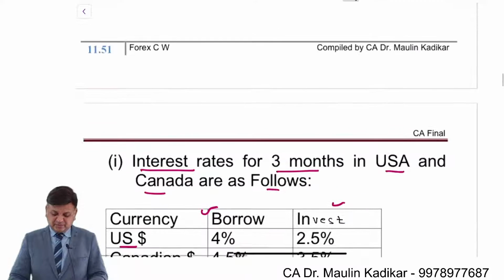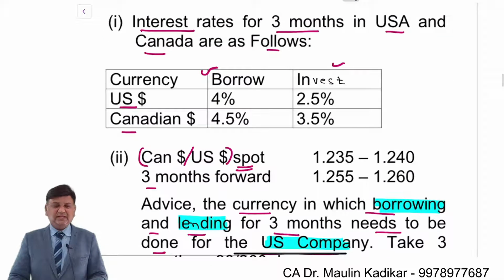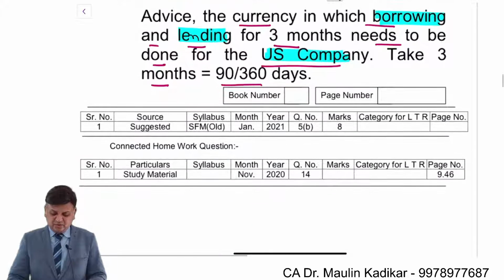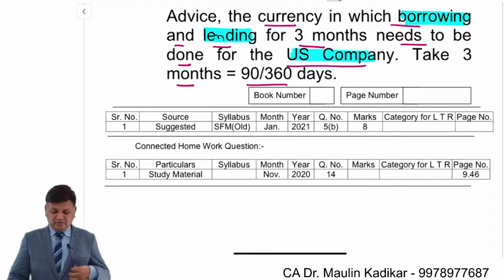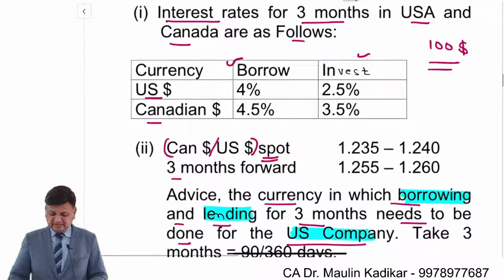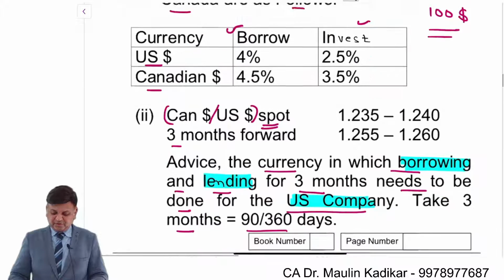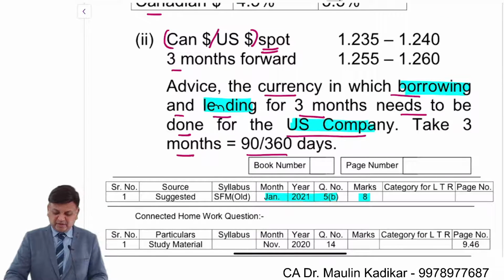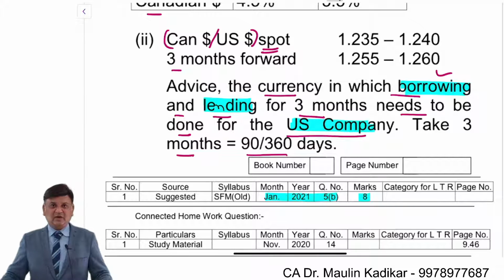The amount is not provided in the question, so we can make the calculation assuming $100. That is the amount you are considering to invest and the amount you are considering to borrow. This is a question asked in the January 2021 examination for 8 marks. So first of all, let us answer for the borrowing. Let's say from where to borrow. Is it from Canada or dollar?